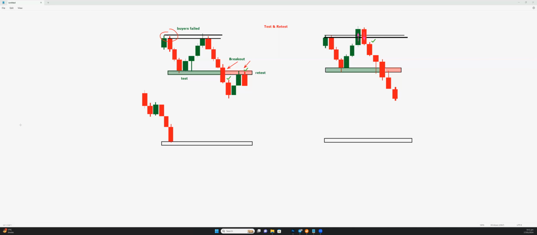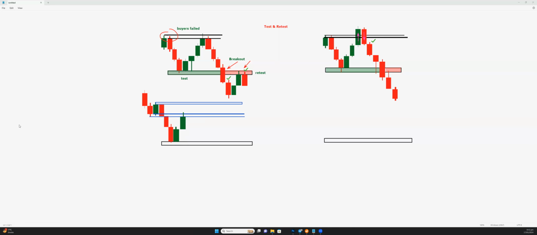So we have two levels. One is a support that becomes a resistance, and another I have is a direct resistance level, right? So it depends upon the market. When buyers entered, they did not test the level. Price moved directly up and stopped where the support becomes a resistance.